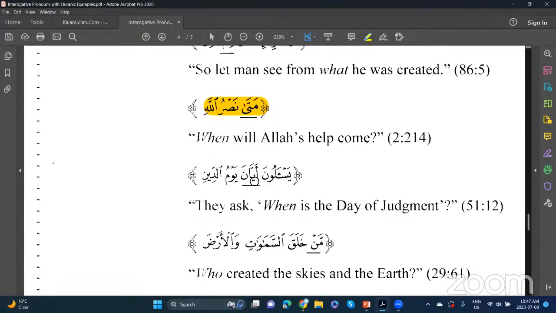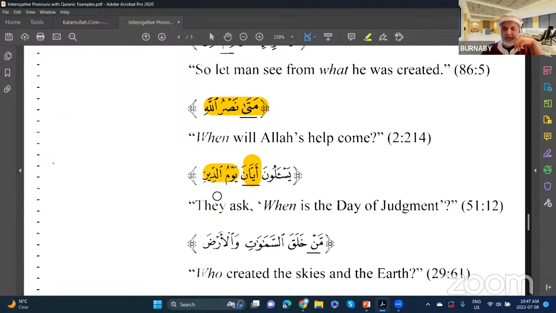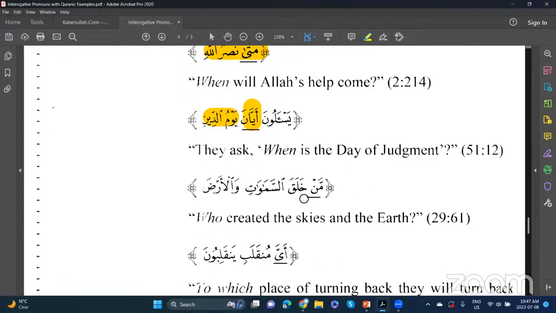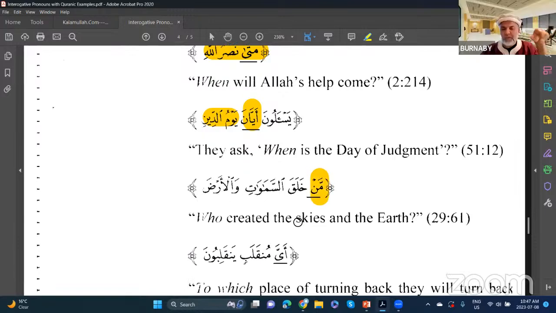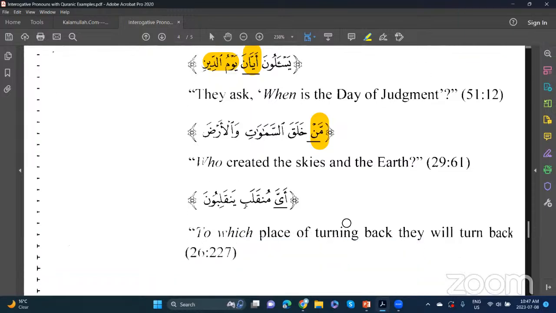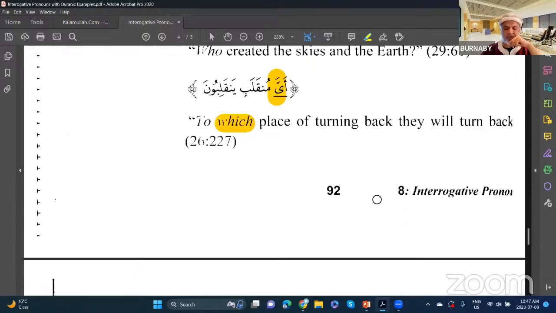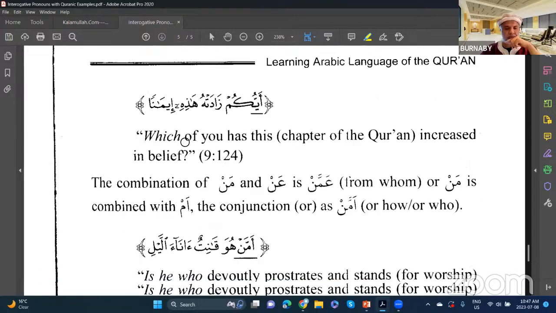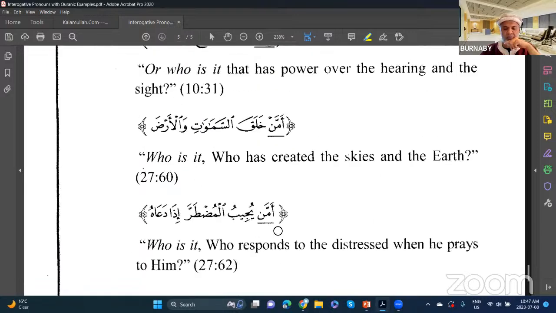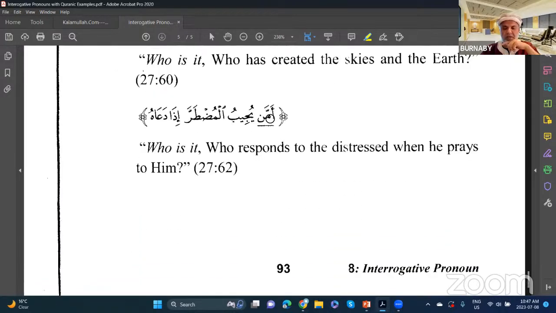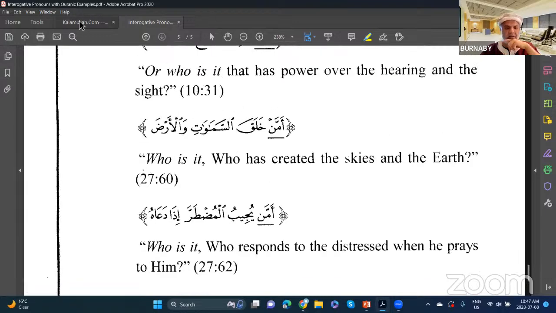Yas'alunaka ayyana yawmuddin. Again, yawmuddin is the day of Qiyamah. Okay. Man khalaqa samawati wal ard. Who created the skies and the earth? Okay. Ayya munkalibi yankalibun. Over here ayya is mostly in the status of nasab. Let's see. Ayyukum aman. That's the same thing as man here. Okay. I have another list for you guys.